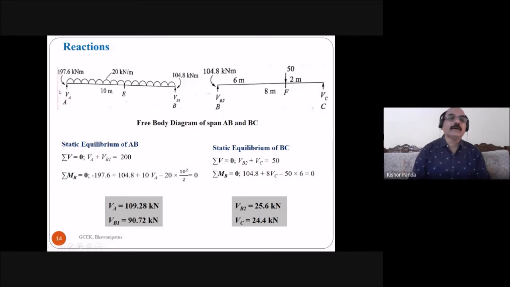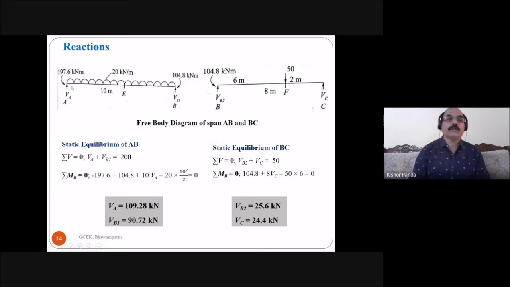Then by considering the individual spans, find the reaction at both ends. Then find the total reaction at support B, so VB is equal to VB1 plus VB2. This is the free body diagram of spans AB and BC. First take the static equilibrium of AB. Here you take two equilibrium equations: the summation of vertical force is equal to 0, and the summation of moment about support B is equal to 0.